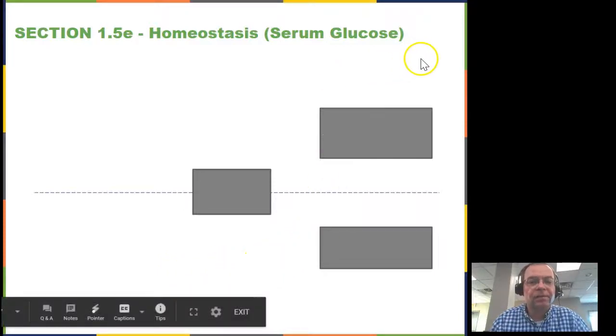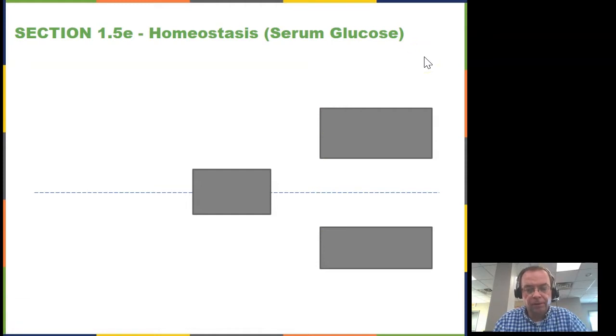Section 1.5e, homeostasis, specifically that of serum glucose, otherwise known as blood sugar. So our set point for serum glucose is a range of 70 to 110 milligrams per deciliter. And again, a deciliter is a tenth of a liter. So think of a liter bottle of water, divide it by 10, that's what a deciliter is. So in 1 deciliter of blood, you should have between 70 and 110 milligrams of glucose in it.